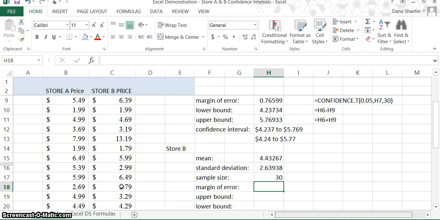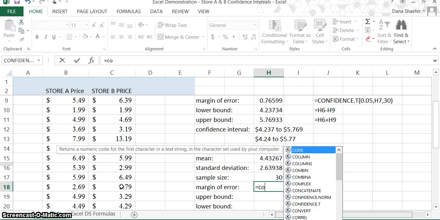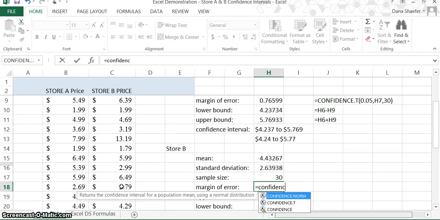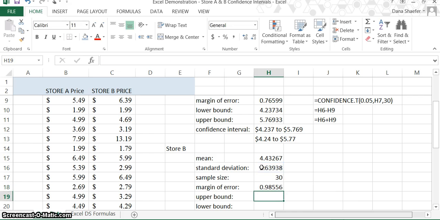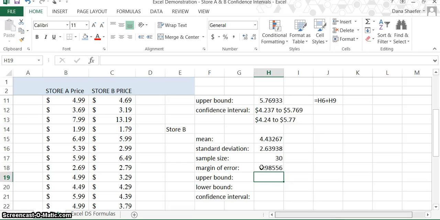Now we're going to calculate the margin of error. So equals CONFIDENCE.T, parenthesis, alpha goes in first. So we said 5%, written as a decimal. Then the standard deviation goes next. So I'm going to click on that. Then the sample size, 30. So there's my margin of error.